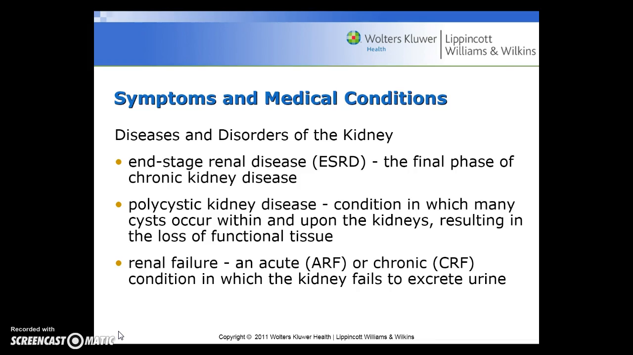Diseases and disorders of the kidney that you're going to see are end-stage renal disease, or ESRD, and that's the final phase of chronic kidney disease. Polycystic kidney disease is a kidney condition in which many cysts occur upon the kidneys, resulting in the loss of functional tissue. There's two types of renal failure. There's ARF, which is acute renal failure, or CRF, chronic renal failure, in which the kidneys fail to excrete the urine. They can do it from either ARF or CRF.